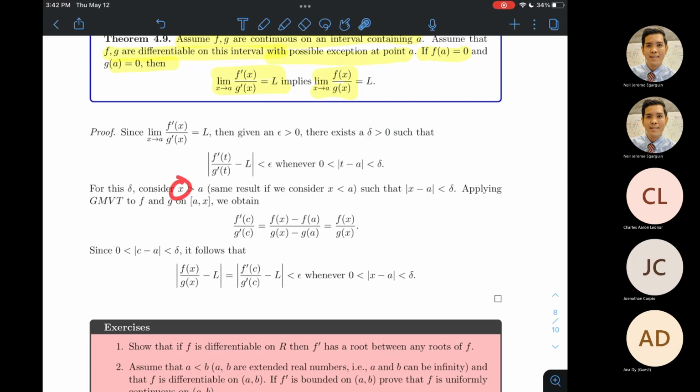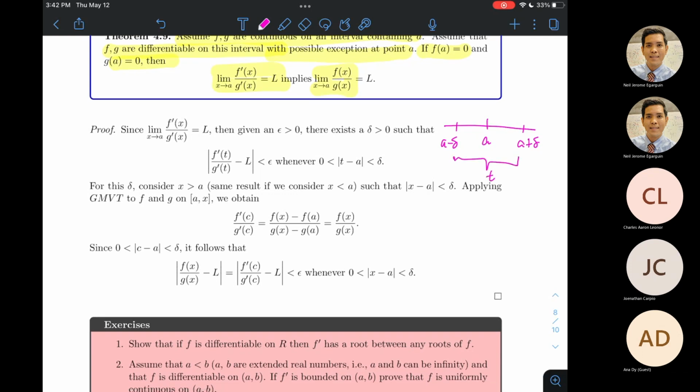ng isang number x that is inside the delta neighborhood nung ni A. So halimbawa, ito si A, ito yung delta neighborhood niya, A minus delta, A plus delta. So sabi sa kahit anong t values dyan, totoo itong epsilon inequality, right? So ang gagawin ko, pipili ako ng isang x dun sa delta neighborhood. Okay? So I will choose initially an x that is larger than a. So halimbawa, ito si x. Nandun pa rin ako sa delta neighborhood.